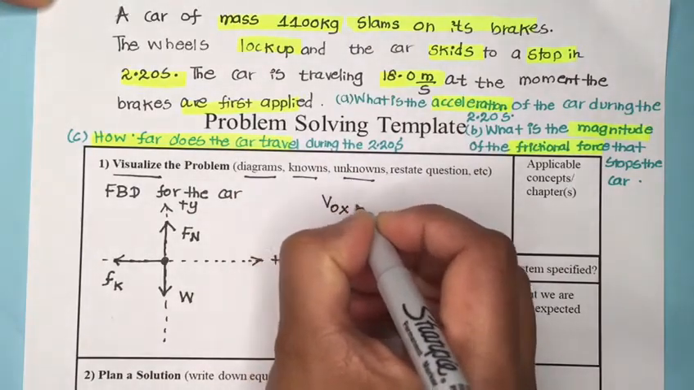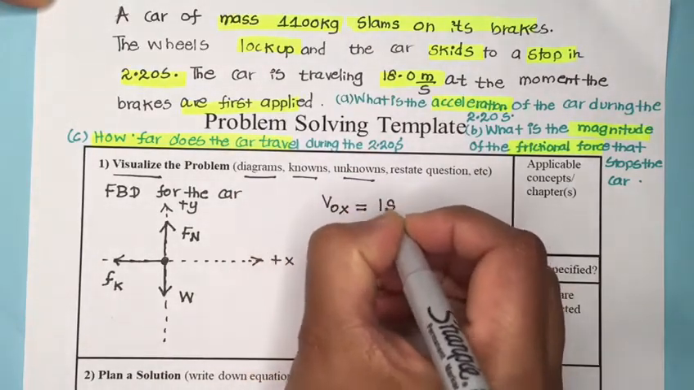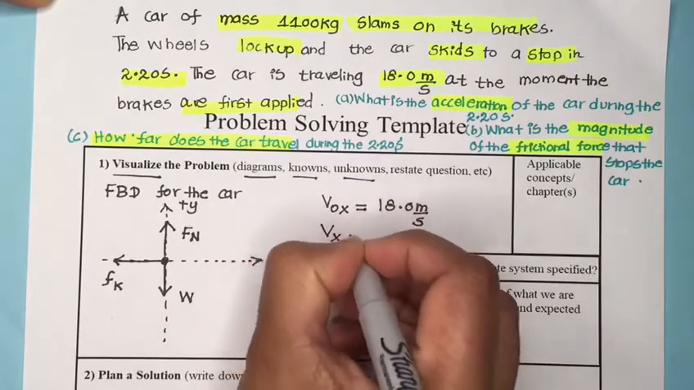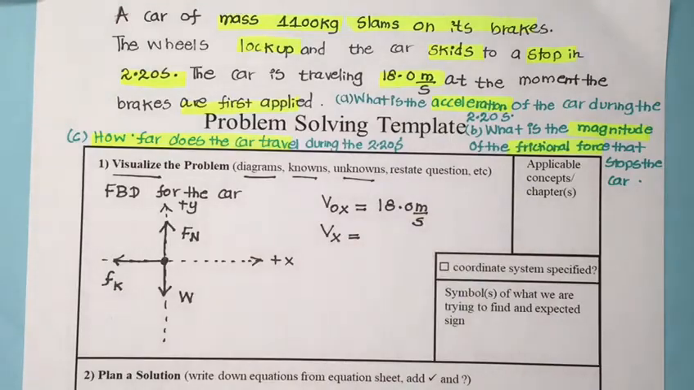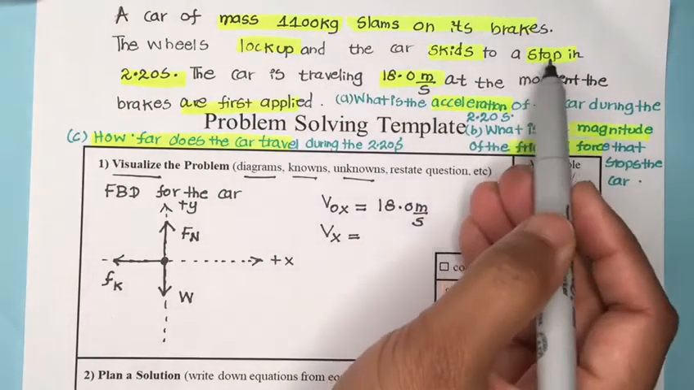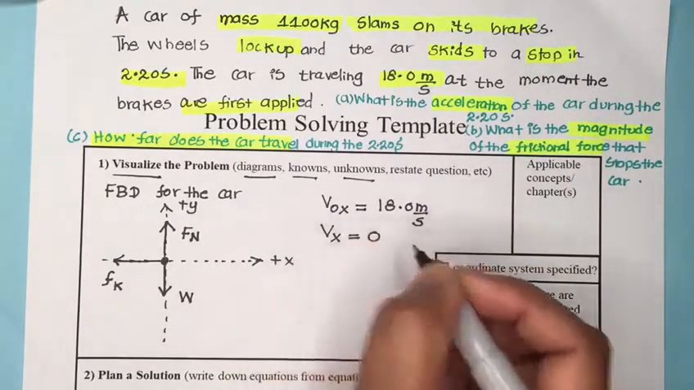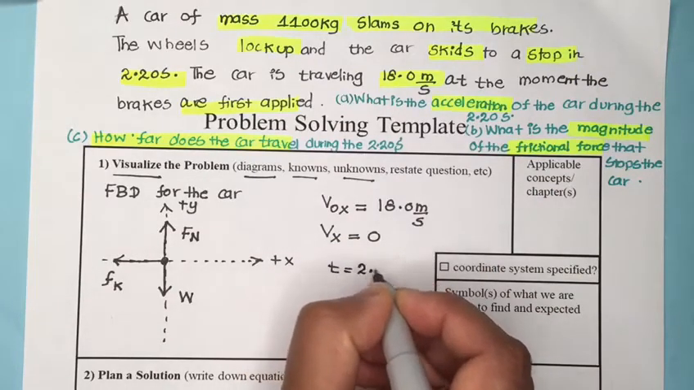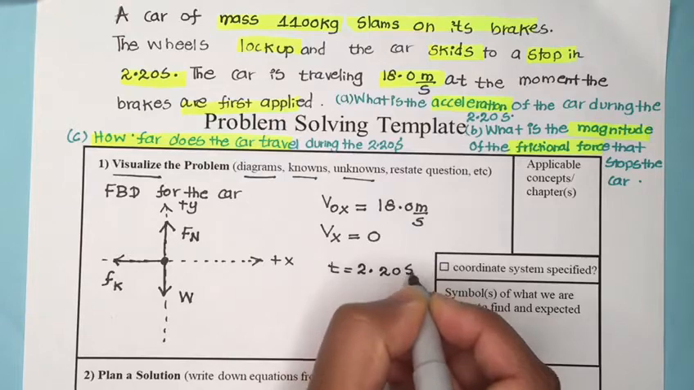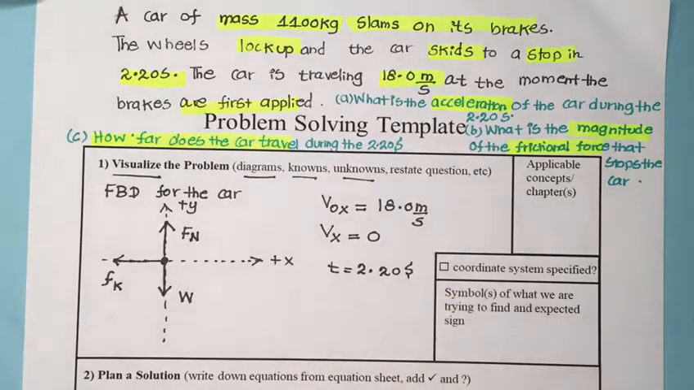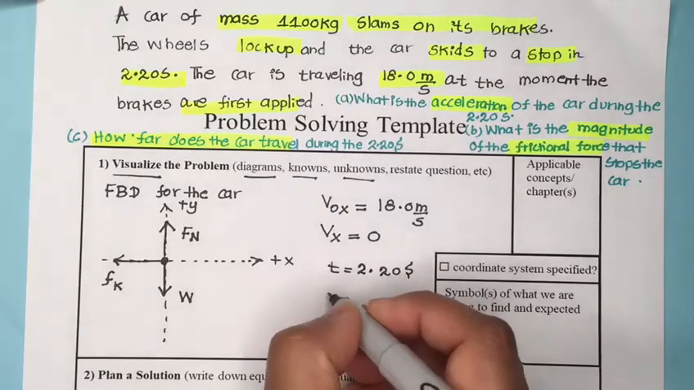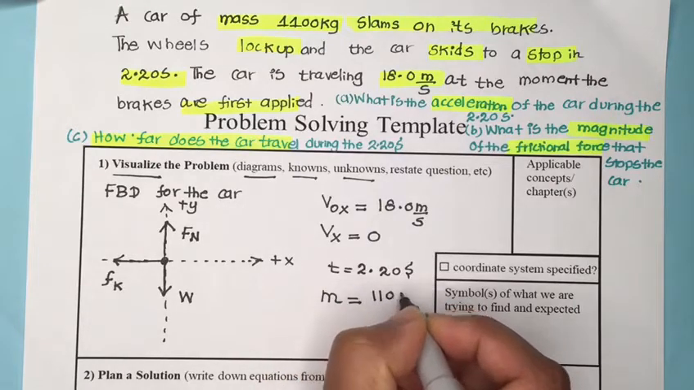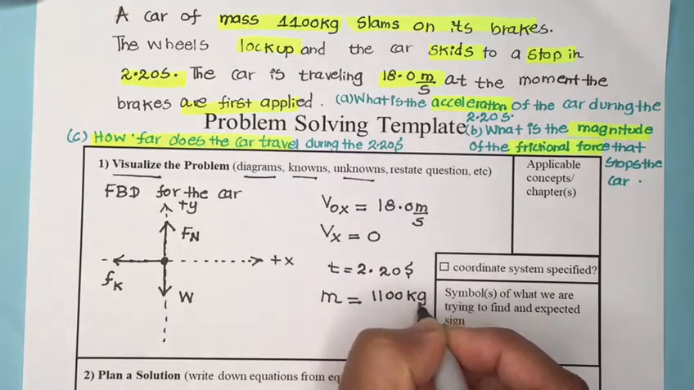So now let's see the knowns and unknowns. We know the initial velocity when the car first starts to skid is 18 meters per second, and then the car stops. That means the final velocity is 0, and it takes 2.2 seconds to come to a stop, and the mass of the car is 1,100 kilograms.